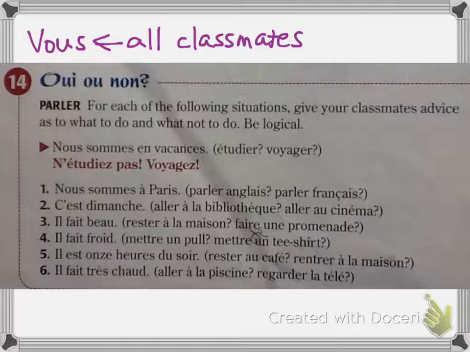Numéro 4. Il fait froid. Mettez un pull, ne mettez pas de t-shirt. Numéro 5. Il est 11 heures du soir. Ne restez pas au café, rentrez à la maison. 6. Il fait très chaud. Allez à la piscine, ne regardez pas la télé.